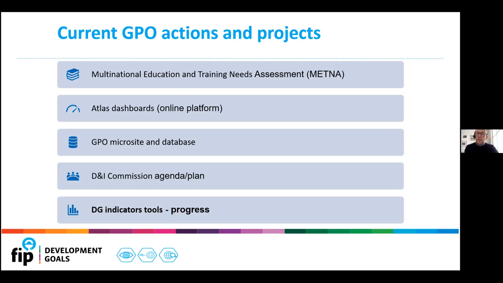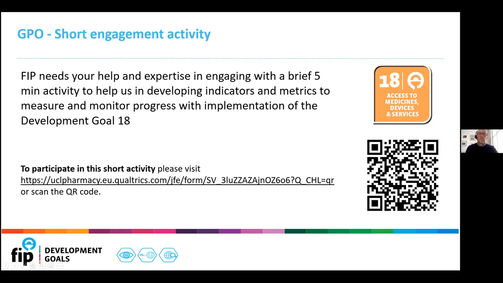Finally, the reason why we're here today, as I've said, we have an important project that aims to produce indicators that will measure and monitor progress towards the development goals, which is where you all come in. Next slide, please. FIP is now seeking to develop indicators and country-level metrics to measure and monitor progress and the performance of implementation of the FIP development goals via the FIP Global Pharmaceutical Observatory.